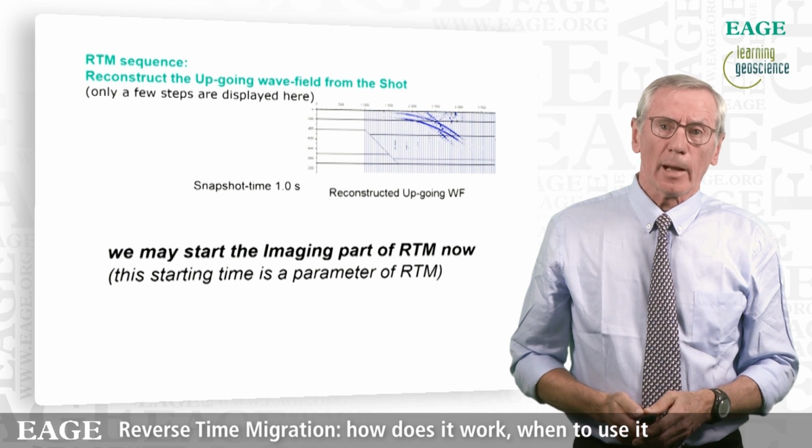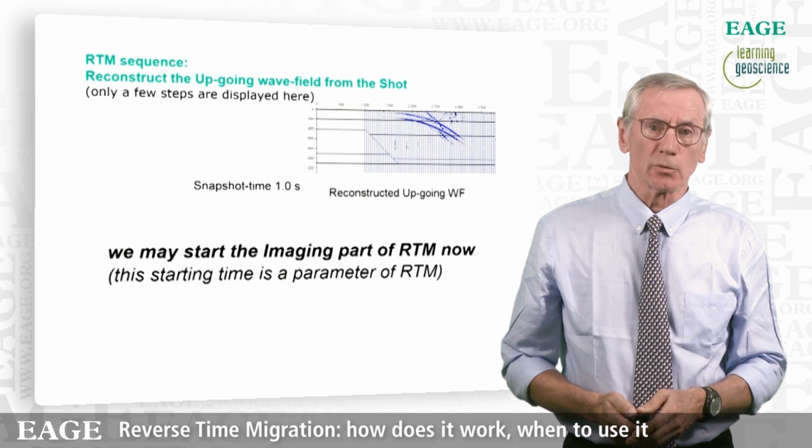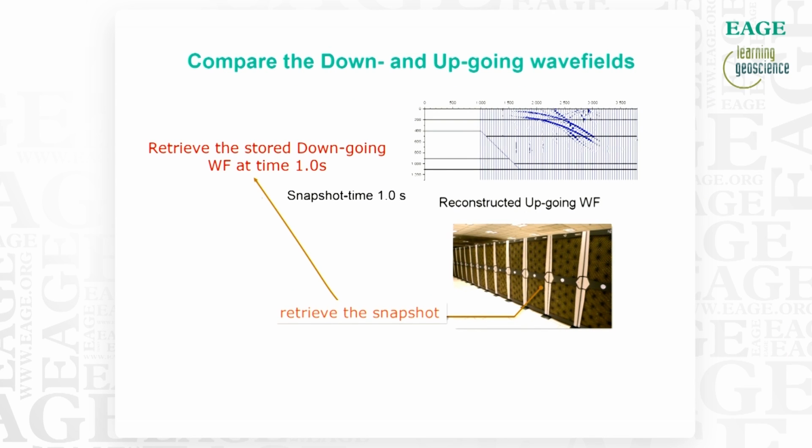Now that the upgoing wave field is well initialized, we may decide to start the actual RTM, say at 1 second. For that, we go and retrieve the corresponding downgoing wave field snapshot that we had computed and stored in the first job. Here it is.